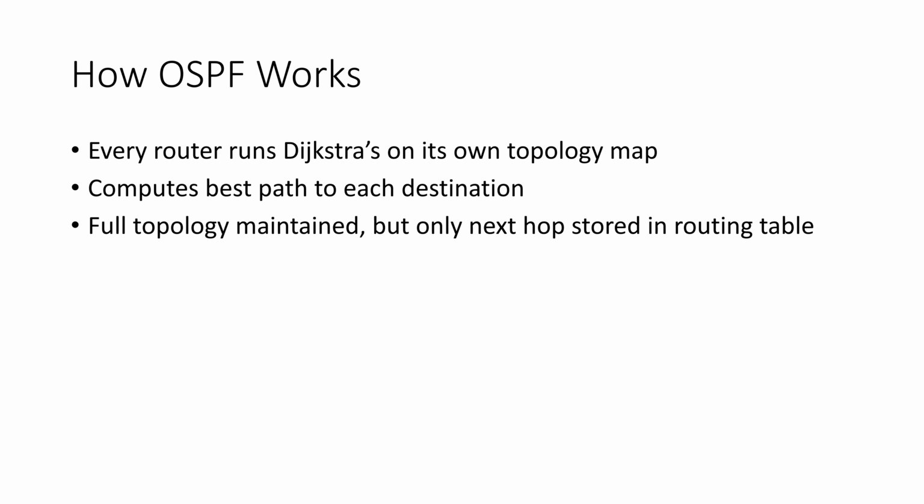Now, how does OSPF actually work? Every router in an OSPF based network independently runs Dijkstra's algorithm on its personal copy of the network's topology map. Using this, it calculates the best path to every other router and network. Even though it knows the full topology, each router's routing table only needs to store the next hop for each destination, which keeps the routing process efficient and scalable. This approach makes OSPF fast to converge and highly reliable for large and complex networks.